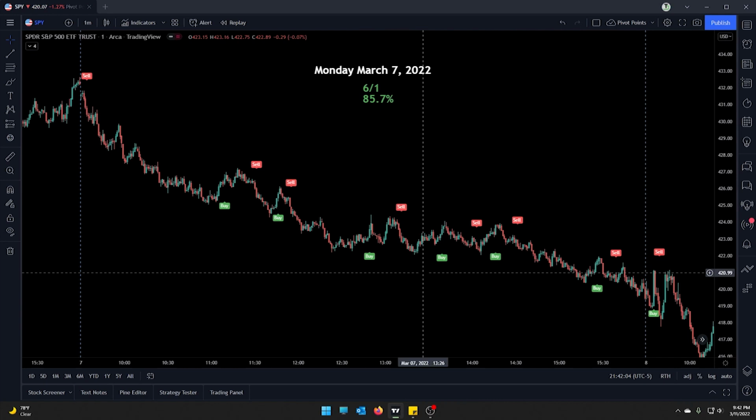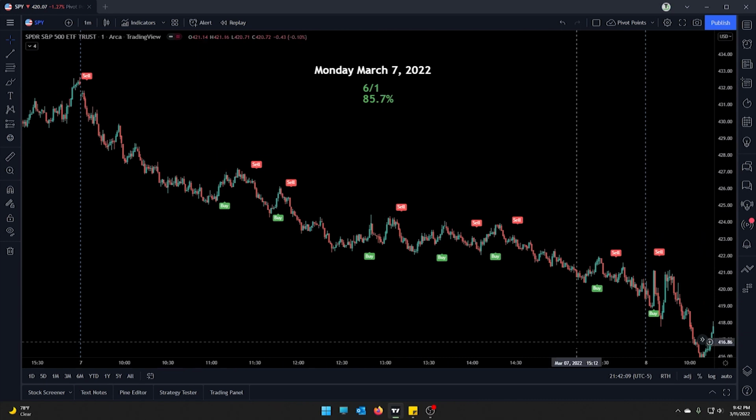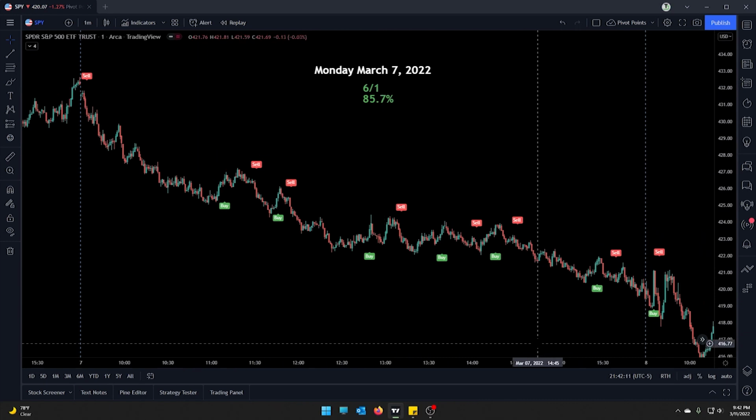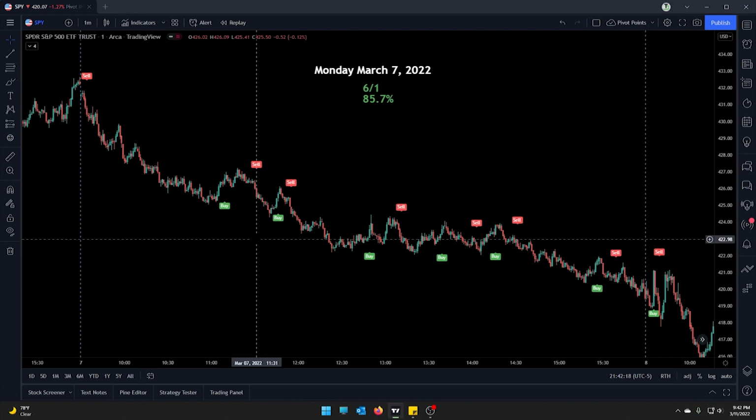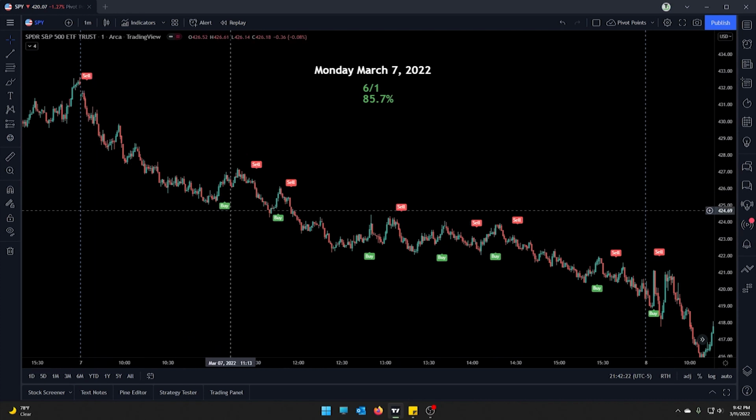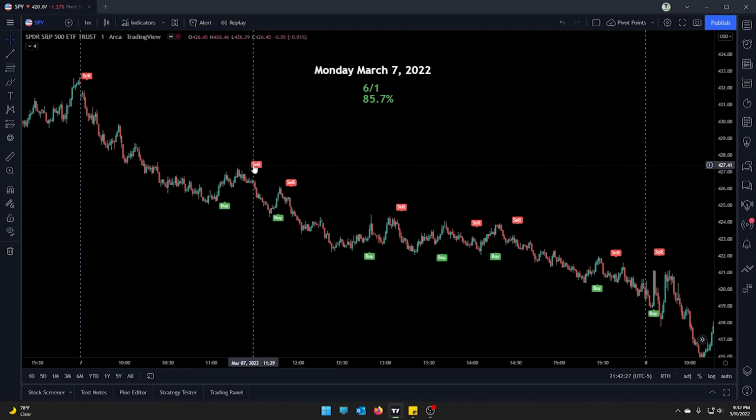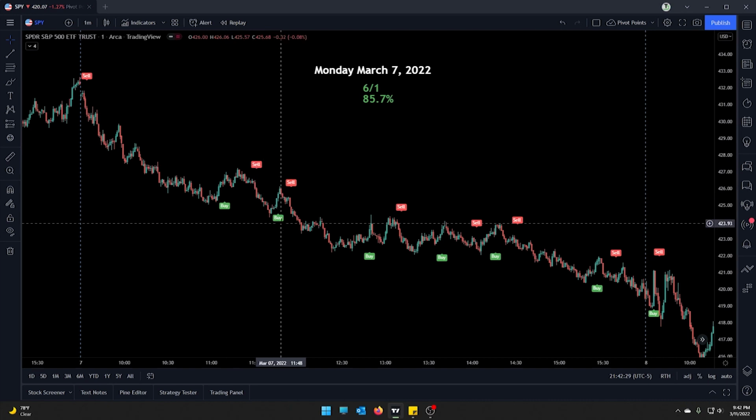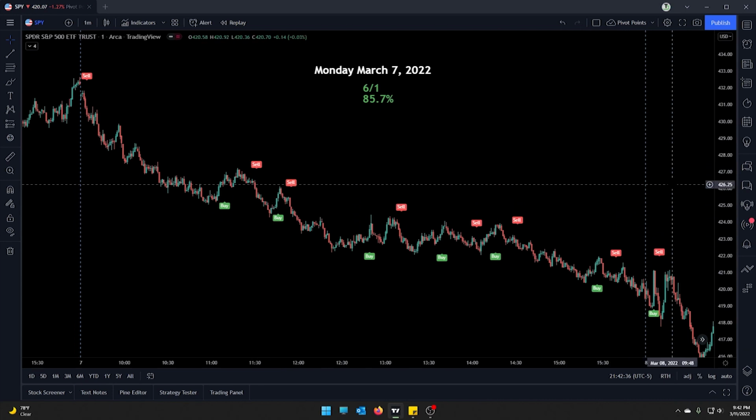So on Monday, March 7th, you would have won 6 out of 7 trades, which would have given you an 85.7% win rate. Obviously, the dollar amounts that you're making on each one are going to vary, simply because from here to here was a massive win, whereas from this put to the close of it here was much shorter. But nonetheless, it was a winning trade. Let's go to Tuesday.